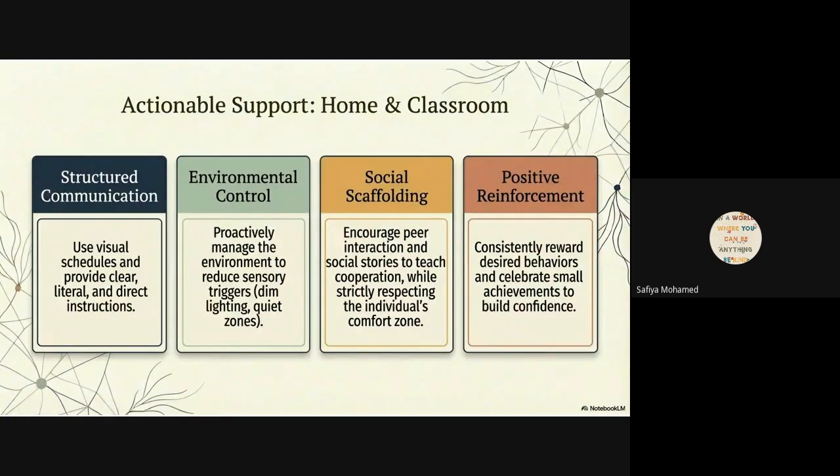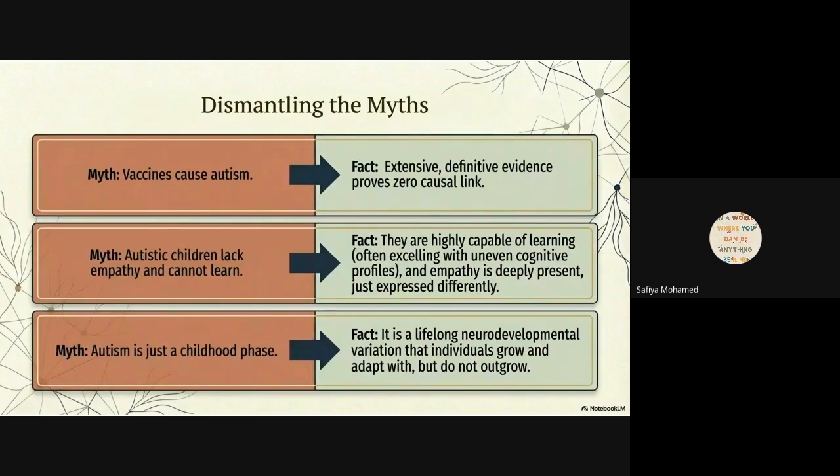All right, next slide. Dismantling the myths. So one of the myths is that vaccines cause autism, but the facts are that extensive definitive evidence proves zero links between vaccines and autism. I know culturally and religiously there are a lot of people who do not take the vaccines, the normal early childhood development vaccines, because they believe that it is harmful. All right, we do not discriminate against them.